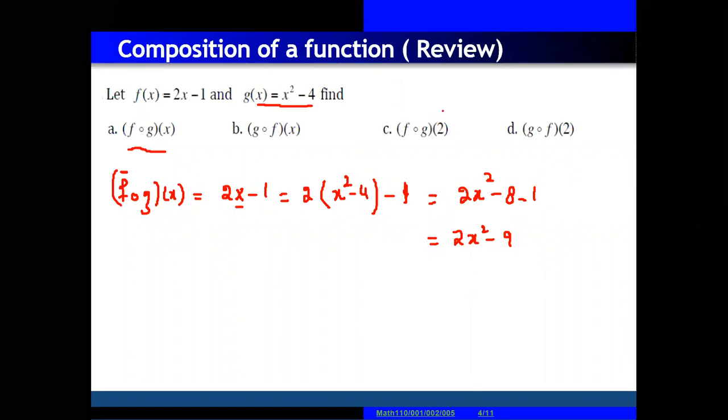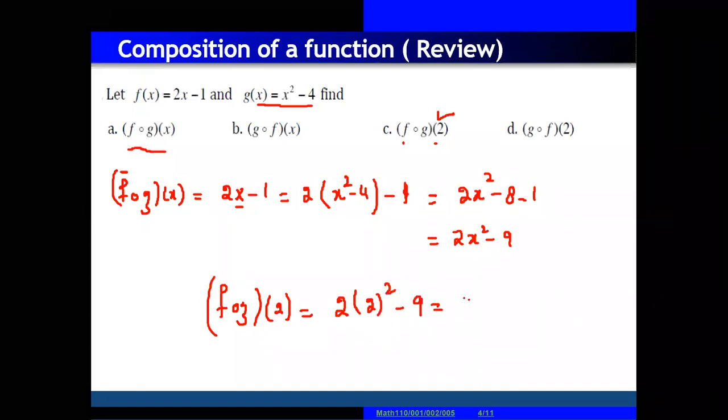Same, if you want to replace x with 2, f of g of 2. It means replace x with 2 in 2x square minus 9. So x is 2: 2 times 2 square minus 9. 2 multiplied with 2 square, which is 4, gives 8, minus 9, which equals minus 1. That is the composition of f with g of 2, evaluated at x equal to 2.